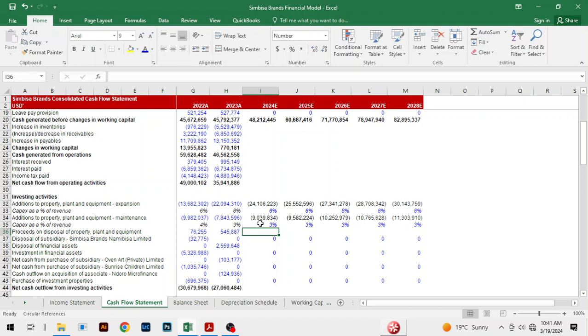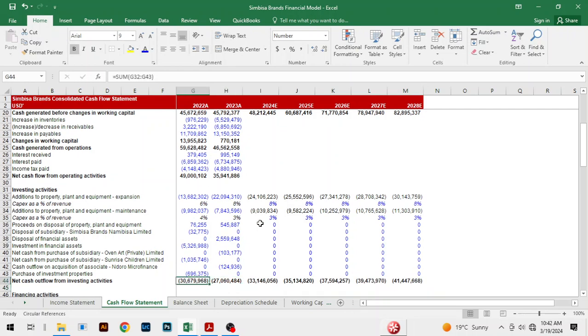Then proceeds on disposal of property, plant and equipment. Proceeds on disposal of property, plant and equipment. For the time being, this is not of great importance, so we just put that at 0. The disposal of financial assets, we don't have info that the company is going to dispose. Even this one, we also don't have information that the company is going to dispose some of its property, plant and equipment in future or in 2024.